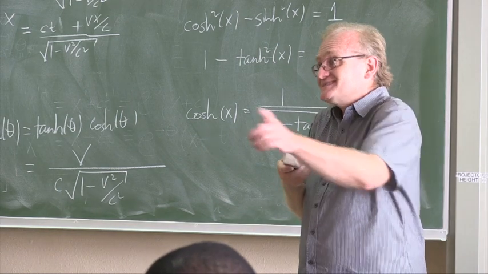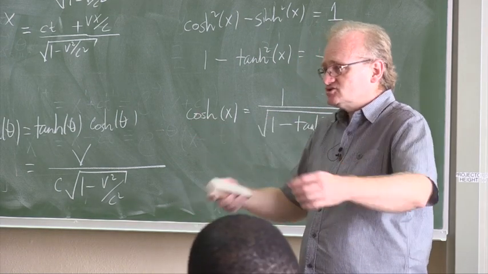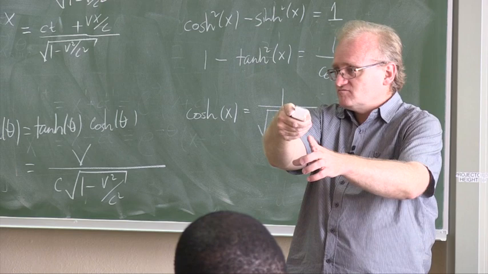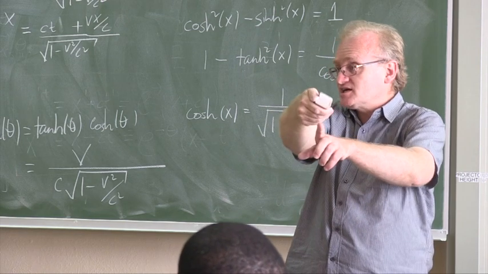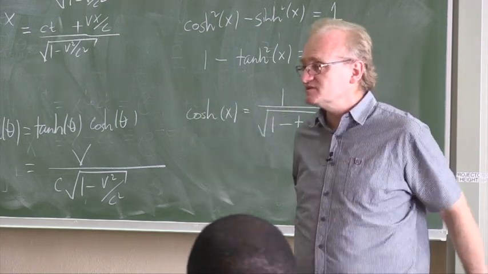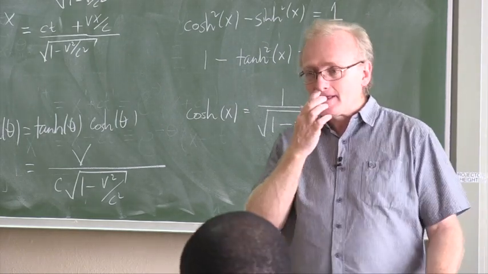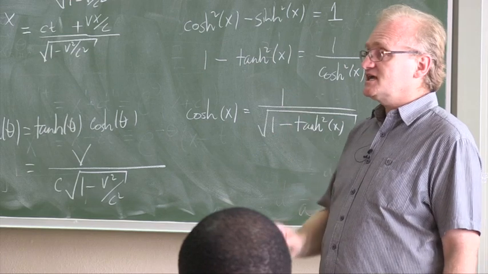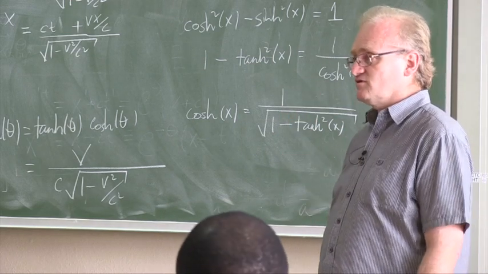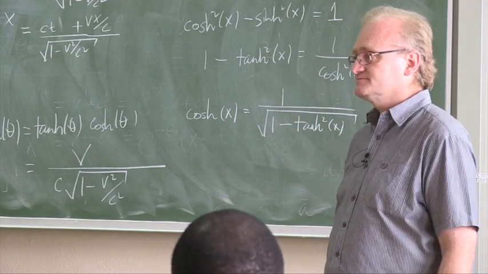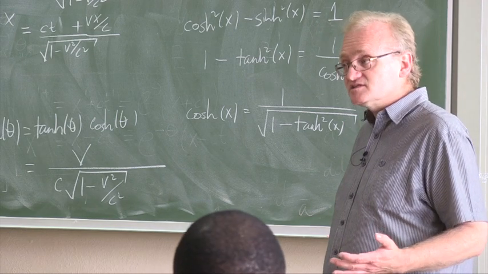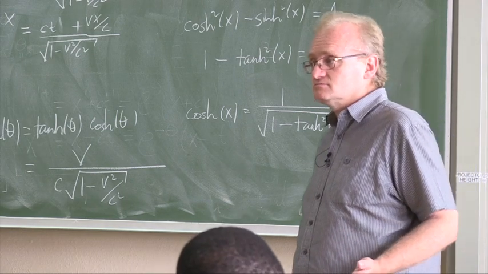But the spot isn't something. It's just something that appears when I shine my torch. So the fact that that's moving faster than the speed of light doesn't matter. So the correct statement to make is, no information carrying signal can move faster than the speed of light. So there are other things that move faster than the speed of light, but they don't carry information. Okay?